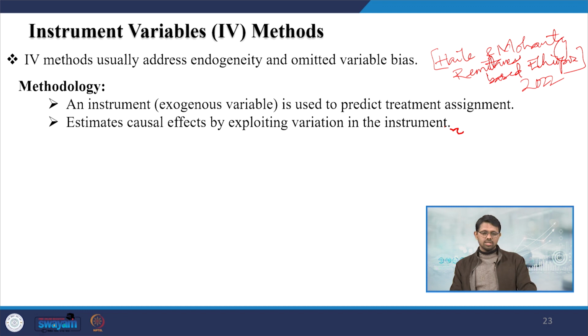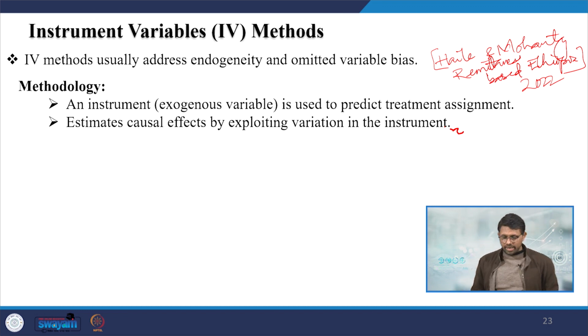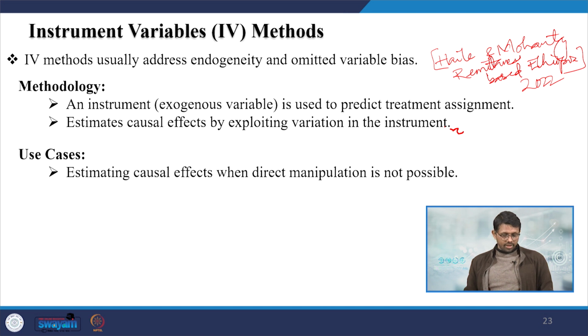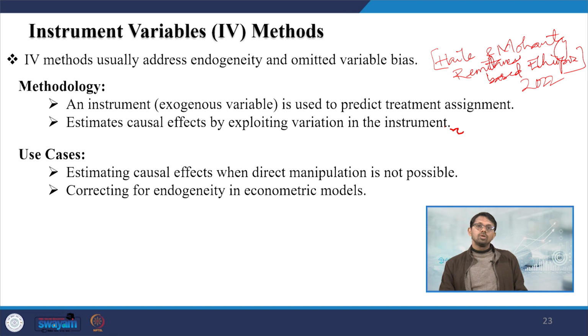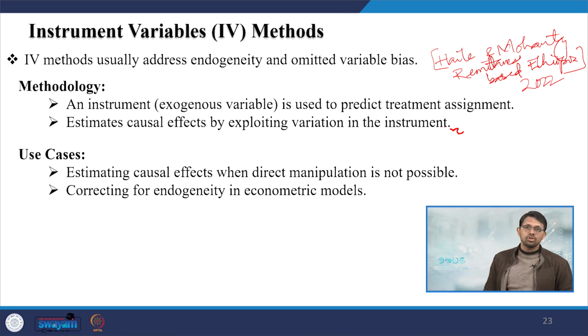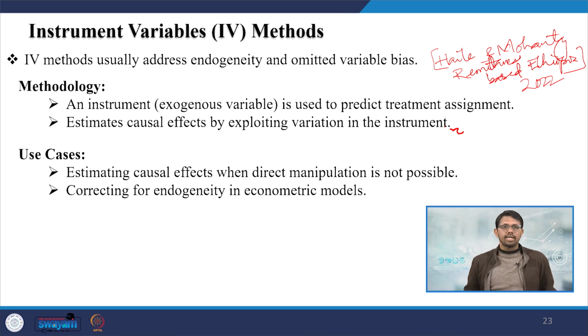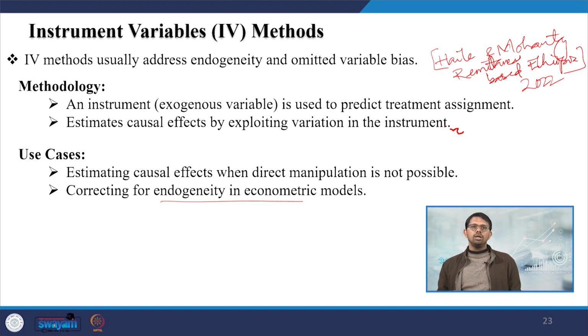So, we have discussed what should be the right instrument, which techniques are suggested, and how to check that it is actually exogenous enough. It estimates causal effects by exploiting variation in the instrument. Some uses of this are estimating causal effects when direct manipulation is not possible. Correcting for endogeneity in economic models is a must and usually suggested, especially in panel models.